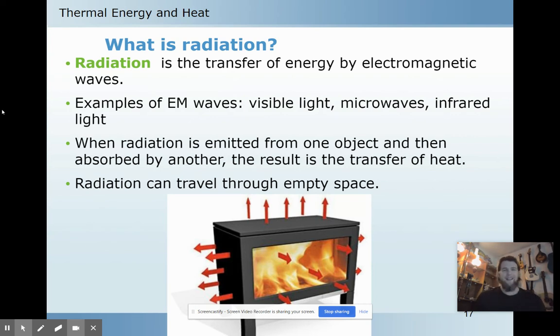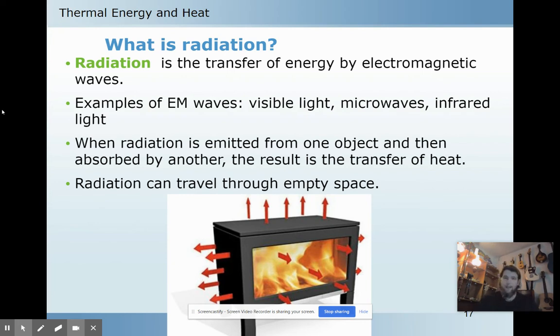They're back. We don't really get away from those electromagnetic waves. And so examples of those waves, like we've been talking about, are visible light, microwaves, infrared, ultraviolet. Those are all examples of electromagnetic waves. When radiation is emitted from one object and then absorbed by another, the result is a transfer of heat once again. And radiation can travel through empty space. It doesn't need a medium to travel.